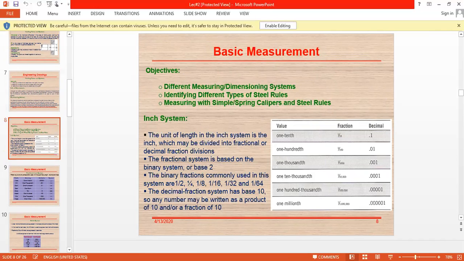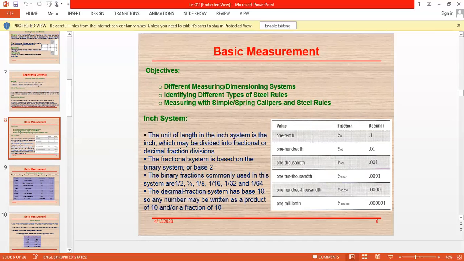Different measuring dimensional systems you must know. It's very important for an engineer. Identifying different types of steel rule, measuring with simple spring caliper and steel rules. These are the systems, and we have to use these things.